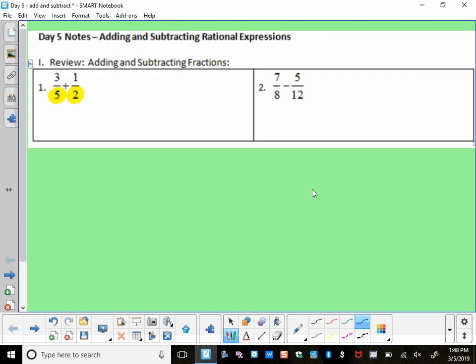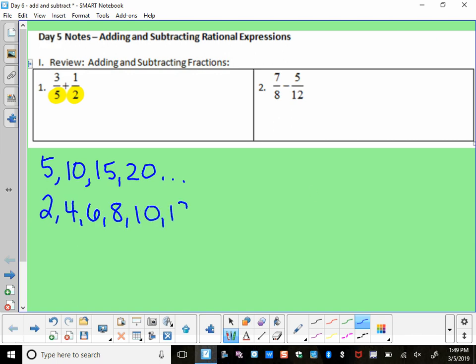What you need to have is a least common denominator. So here's how we get a least common denominator. I need a number that is in common with both numbers. So let's write our multiples. The multiples of 5 are what? 10, 15, 20, so on. What about for 2? 2, 4, 6, 8, 10.